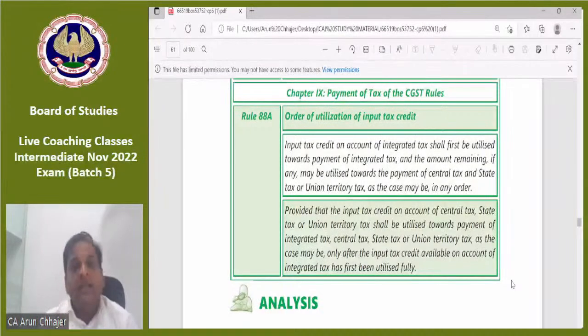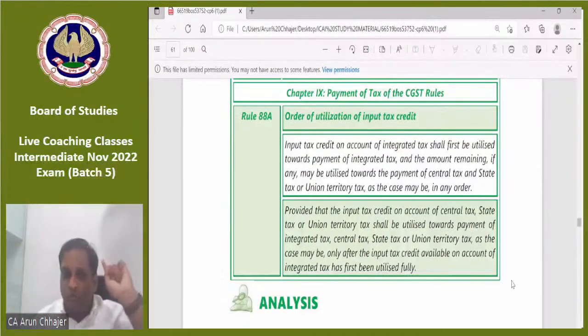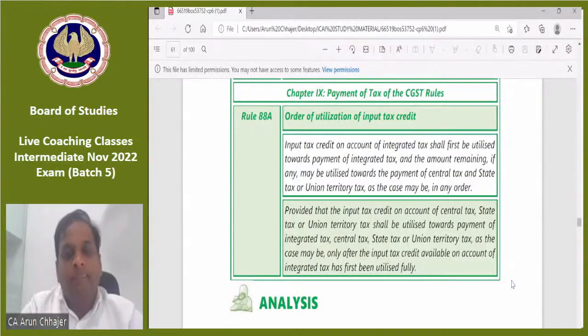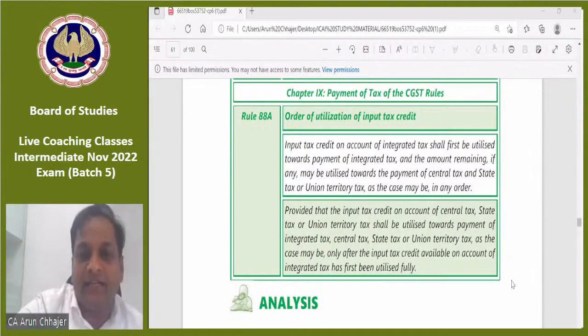What is the meaning? If IGST has the excess balance, it will give to every account. First, they will give to their own account, and the balance, if any, will go to CGST and SGST. Requesting everyone to confirm so that I can try to understand.